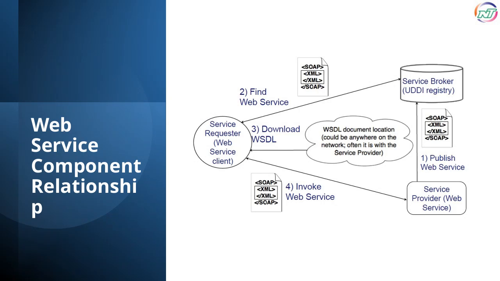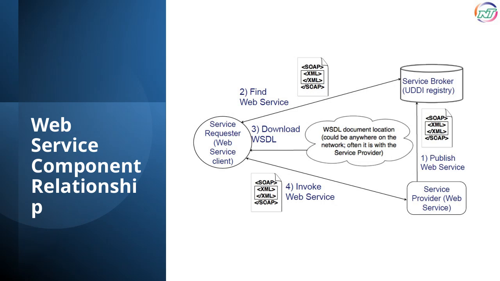In a typical web service environment, there are three main components that interact to make the service work. The service provider is the entity that creates and publishes the web service, making its details available to a service broker or registry, often known as a UDDI registry. This broker acts like a directory, helping service requesters or clients find the web services they need.